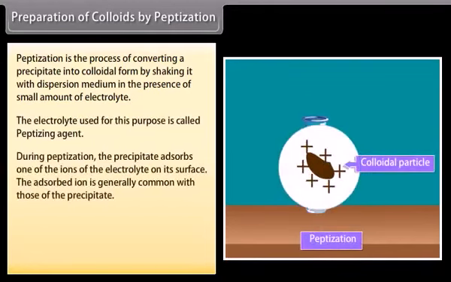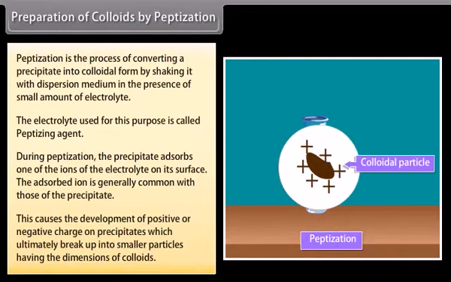During peptization, the precipitate adsorbs one of the ions of the electrolyte on its surface. The adsorbed ion is generally common with those of the precipitate. This causes the development of positive or negative charge on the precipitate, which ultimately breaks up into smaller particles having the dimensions of colloids.